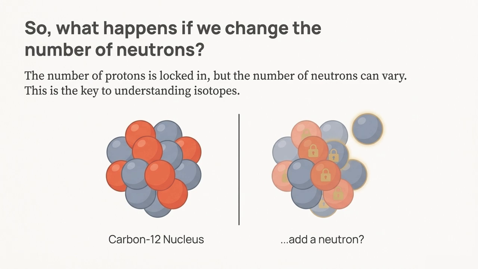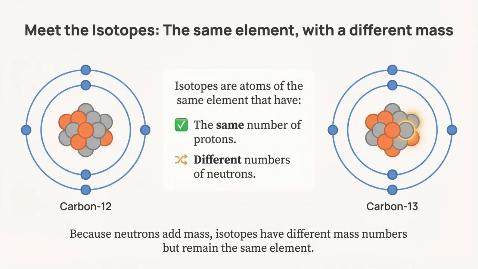Isotopes are atoms of the same element that have the same number of protons but different numbers of neutrons. Because neutrons add mass, isotopes have different masses, even though they remain the same element. In one sentence, isotopes are atoms of the same element with different mass numbers due to different numbers of neutrons.